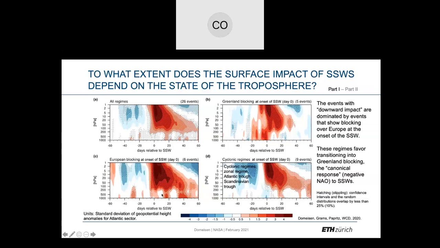Basically, if you have European blocking, oftentimes at the onset of the sudden warming you also get a response afterwards to the sudden warming. So there are lots of different things that might be responsible. One of the reasons for having a strong impact in the North Atlantic region is also having a long-lived response here in the lower stratosphere. That's another factor, but there seem to be a lot of different factors that play into this.